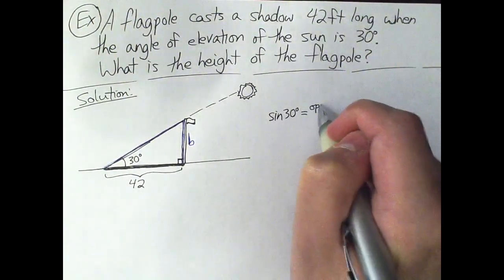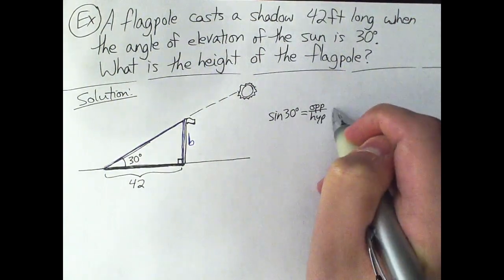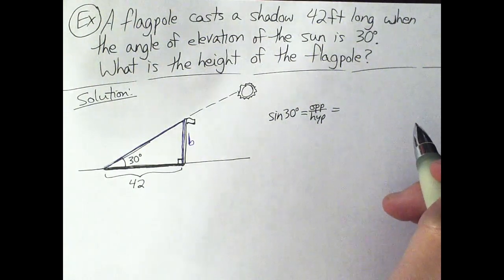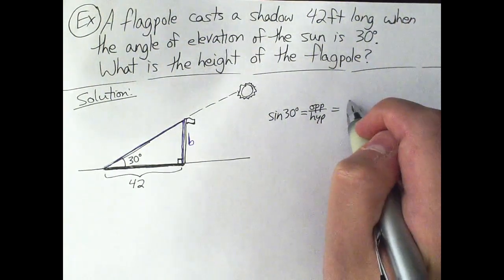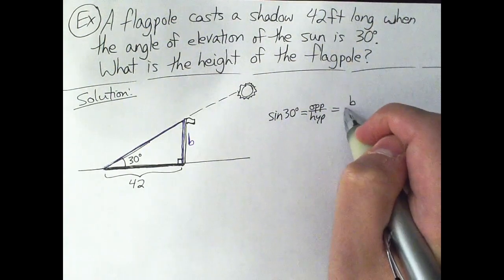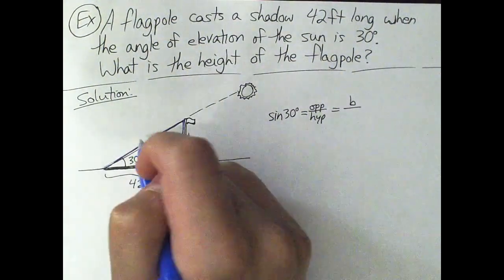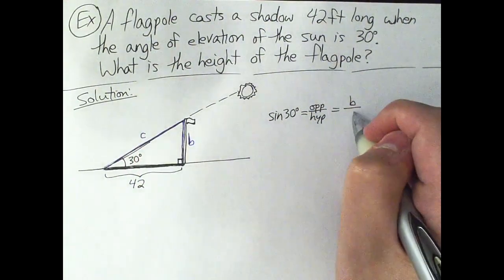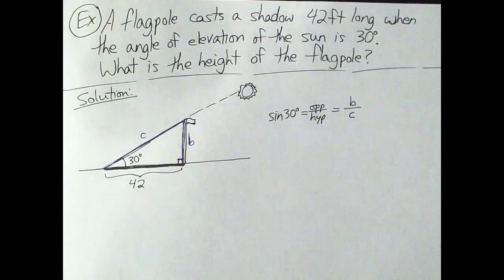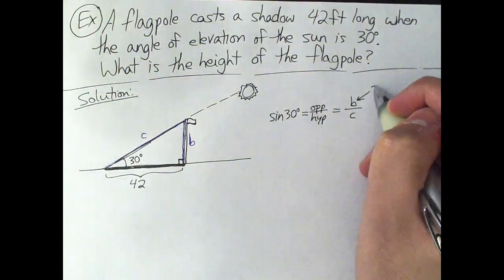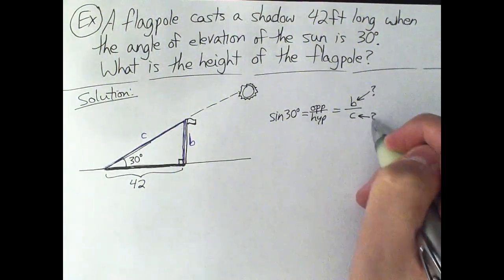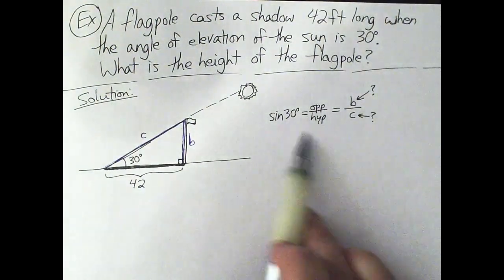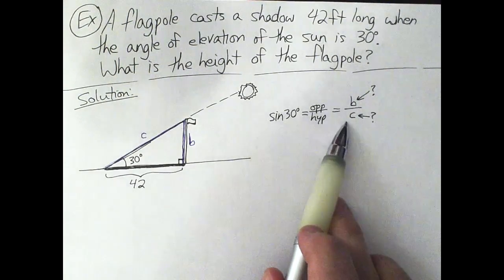Sine is opposite over hypotenuse. Is that going to help us? Opposite side is B. The hypotenuse. Let's label the hypotenuse, I guess. We could label it C. B over C. We don't know either of these. B, we don't know. C, we don't know. So we can't really use this because there's too many unknowns.